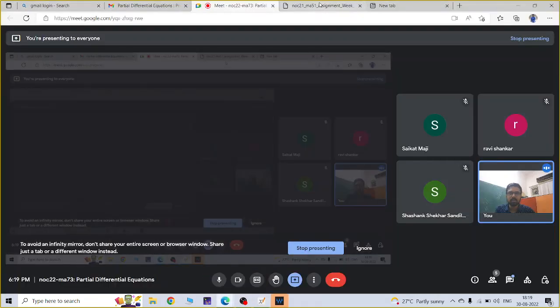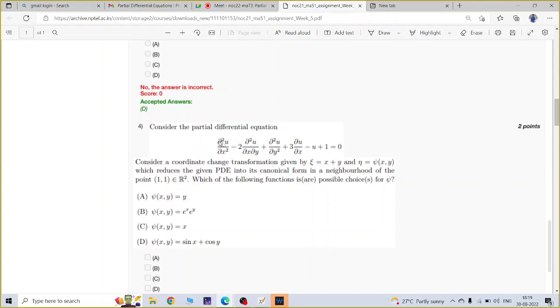let me show you the question. The partial differential equation, I already checked, it is of parabolic type. We have to give a coordinate change transformation given by xi and eta. Here x and y are the independent variables, u is the dependent variable, but we have to give a new transformation xi and eta, which reduces it to its canonical form. I think you know what canonical form is, in a neighborhood of (1,1). So you have to find which transformation I have to do.